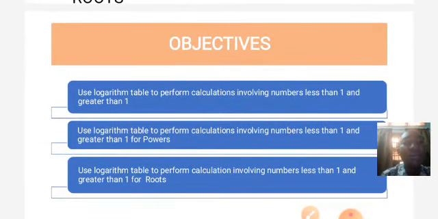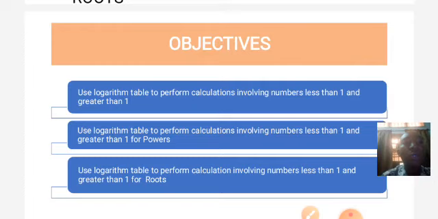Students at home should be able to: 1. Use logarithm table to perform calculation involving numbers less than 1 and greater than 1. 2. Use logarithm table to perform calculation involving numbers less than 1 and greater than 1 for powers. 3. Use logarithm table to perform calculation involving numbers less than 1 and greater than 1 for roots.